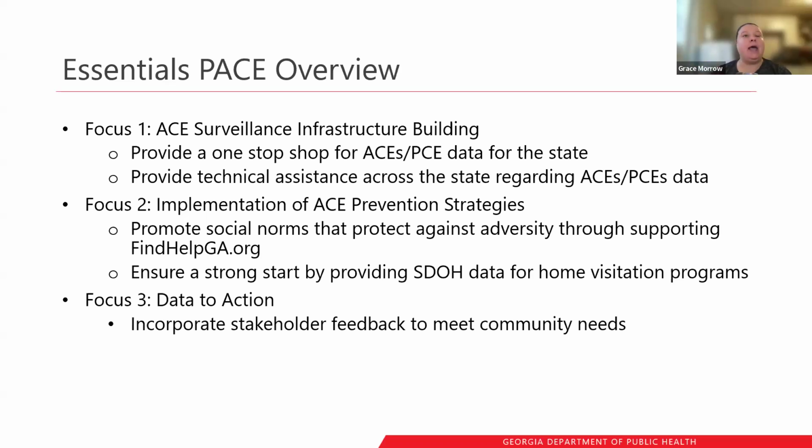Now, the second thing that we're doing is we are trying to ensure a strong start for children by providing social determinants of health data for home visitation programs. So what that looks like is we are so close to creating 159 county profiles. So one profile for every single county in the state and an overarching state profile on the needs of home visiting across the state. So we're looking at ACEs data, PCE data, risk factors, protective factors, but mostly we're focusing on social determinants of health.